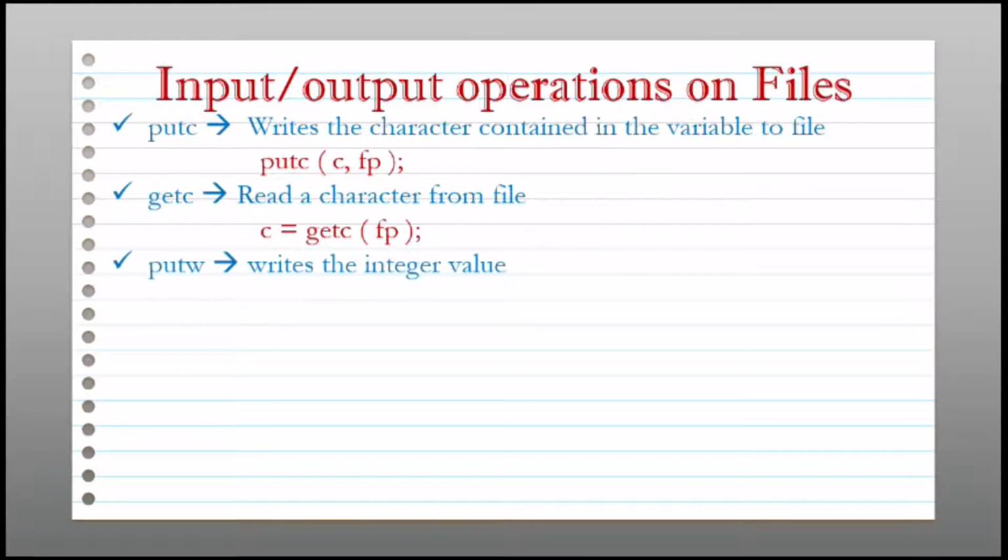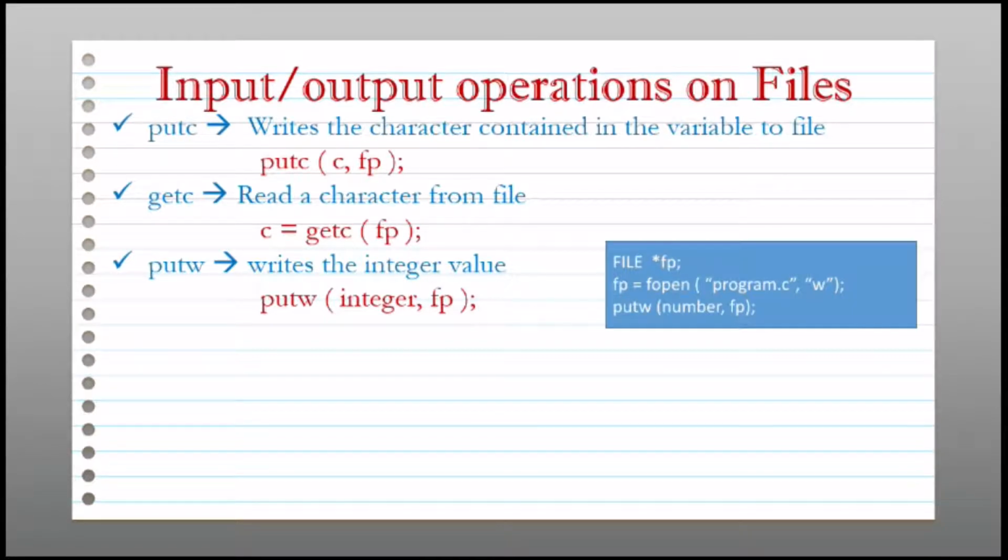Next one is putw. It is almost the same as the putc function, but instead of writing a single character, here we are writing an integer value. This is the syntax: putw is the function name and in brackets the integer and the file pointer. Here we are opening the file to write the integer value into it.